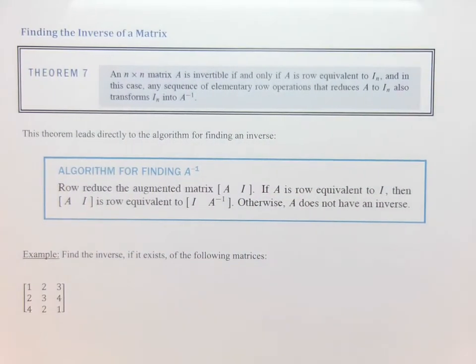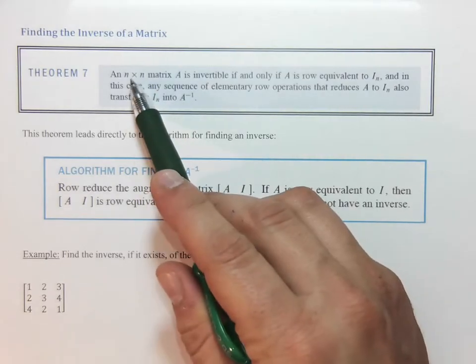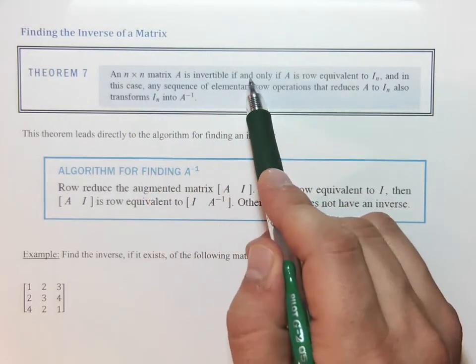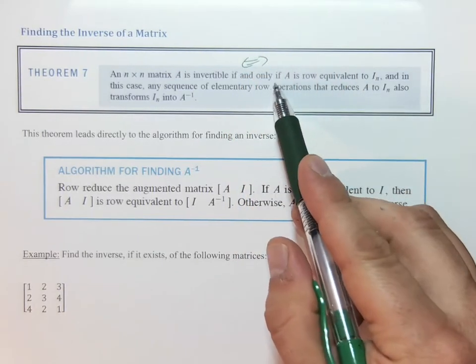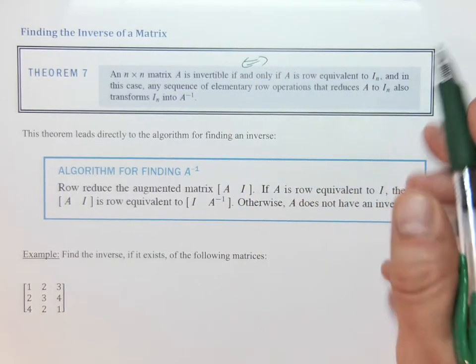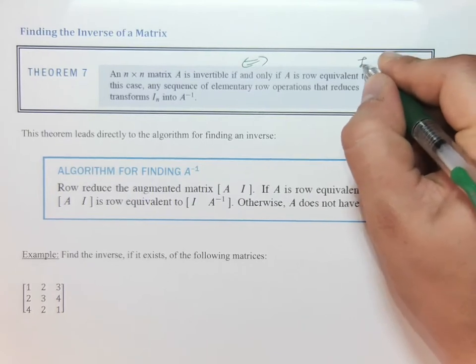Okay, so let's read what it says. A square matrix A is invertible if and only if, as a quick reminder, that means it works both ways, if and only if A is row equivalent to I sub n, right? So that's the identity matrix.